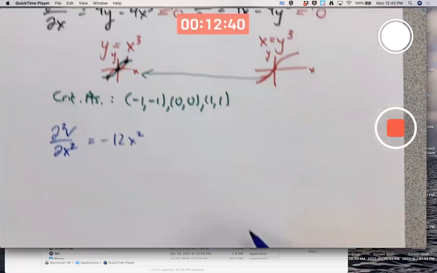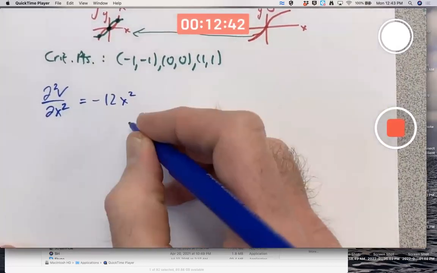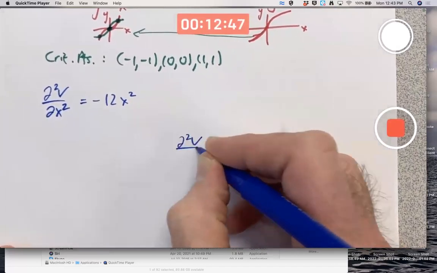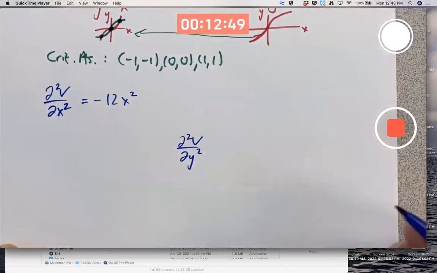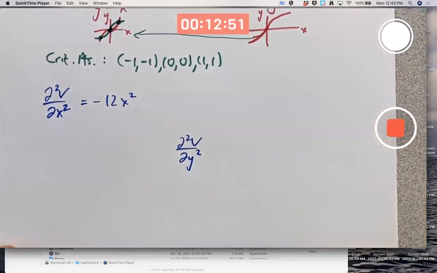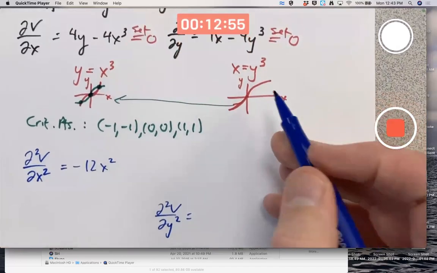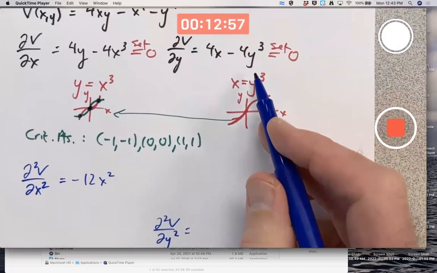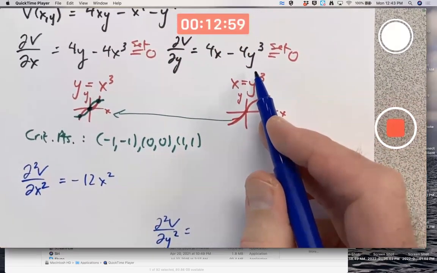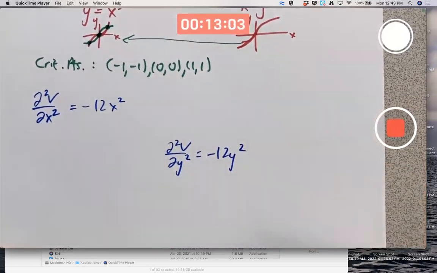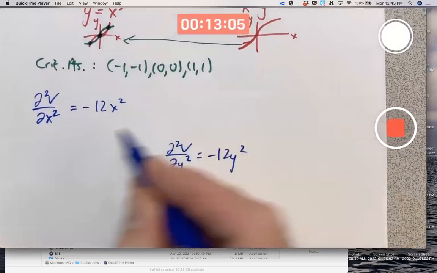Okay, in your notes, don't do what I do. Go to the lower right here and do the same kind of thing, except differentiate with respect to y twice. Leave space here and here on purpose. Differentiate with respect to y twice means now I need to differentiate this with respect to y. I get negative 12y squared. I purposely left space here and here.